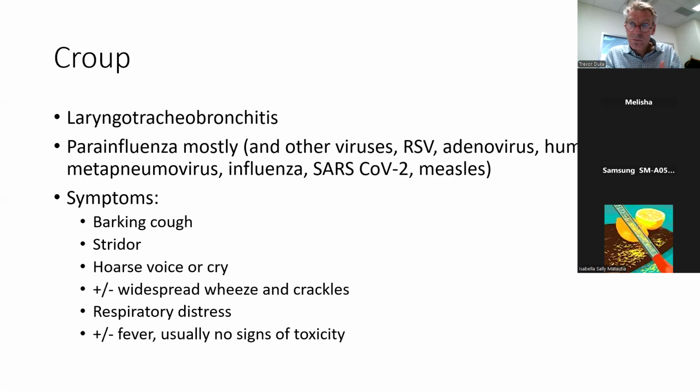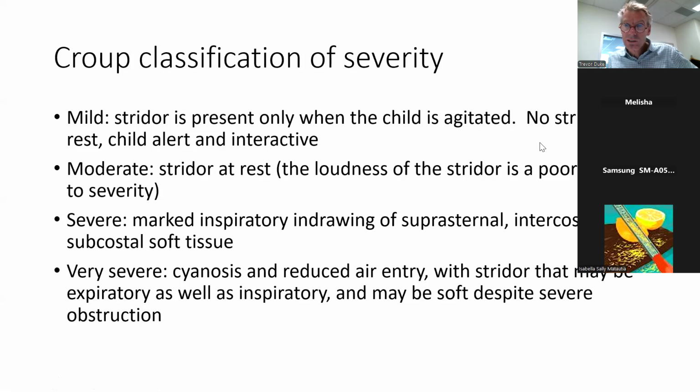And so they may also have widespread wheeze or crackles in their lungs because the virus is also affecting the lower airways as well. They'll always have respiratory distress and they may have fever. Sometimes they have a high fever, but usually they're not as toxic as children with a retropharyngeal abscess are. It does differ somewhat, but usually not as toxic. If they're very toxic, then you need to think this could be a bacterial infection like a bacterial tracheitis. But again, 95% of them are viruses. You can classify croup into varying degrees of severity. This is important because it dictates how we manage such patients.